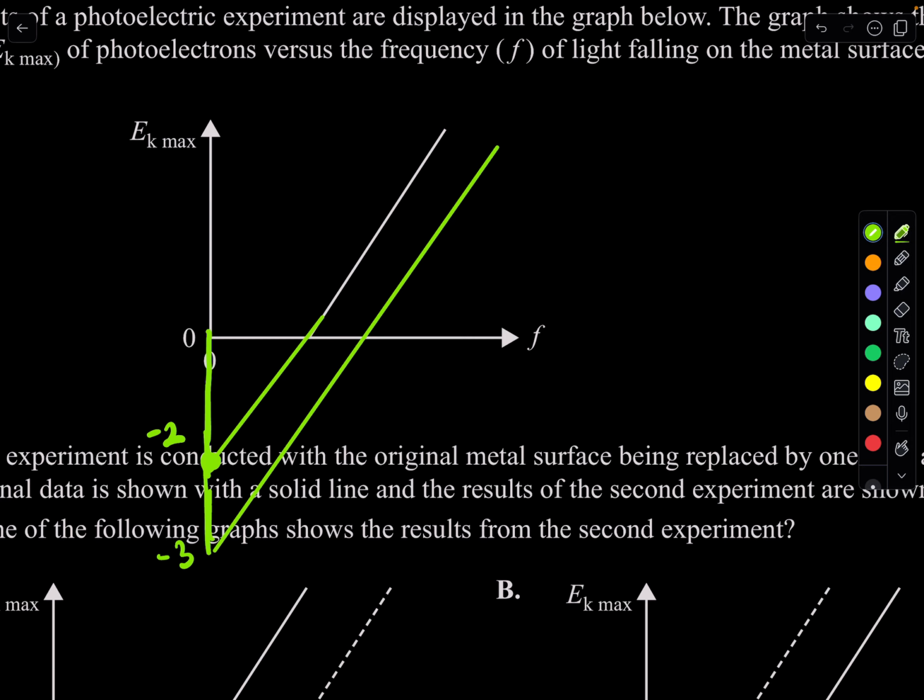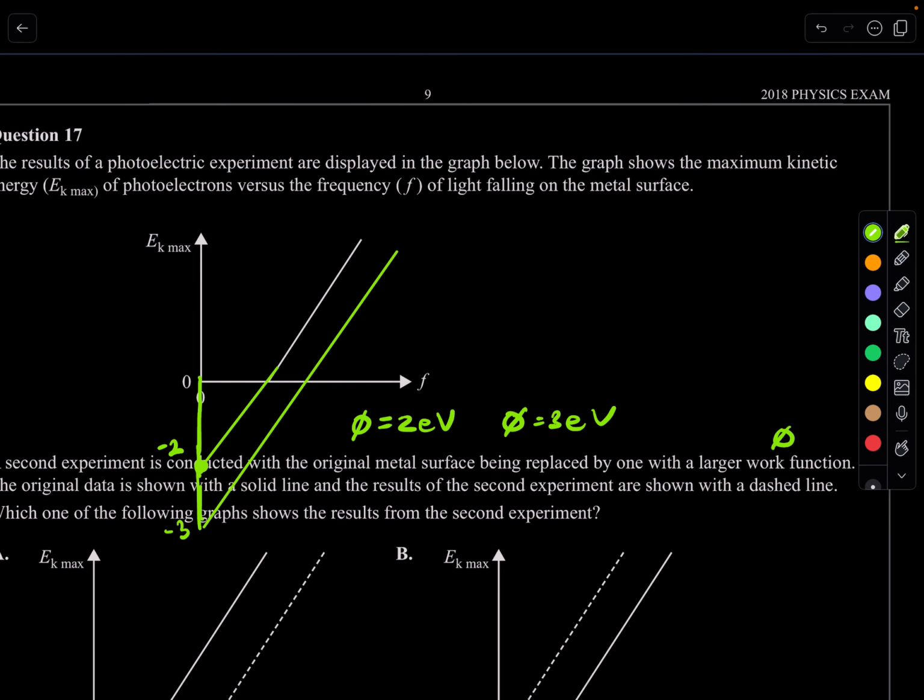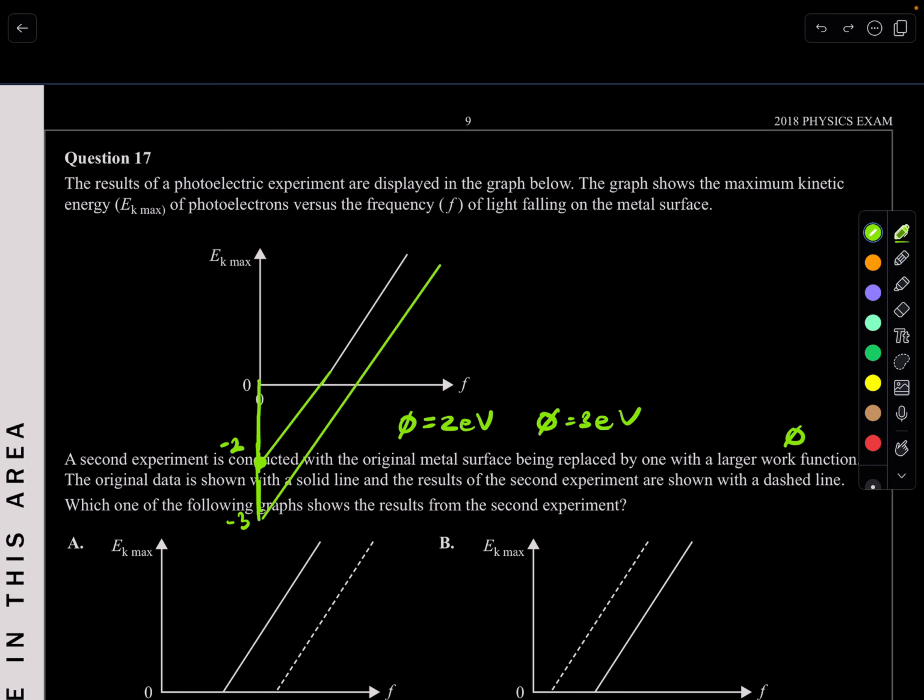So you can see that to increase the work function... the original work function we said is not -2, but 2. Make sure it's always positive electron volts. And the work function for the new one is actually 3 electron volts. And remember, the gradients must be the same because Planck's constant is the same. So just from this, having a larger work function means that it would have been translated to the right to give us a higher value. What a beautiful, easy question.